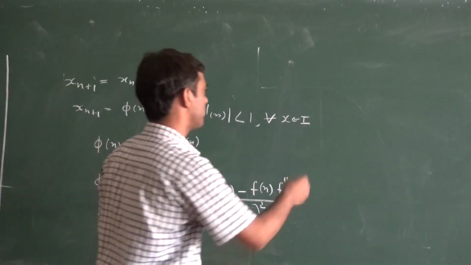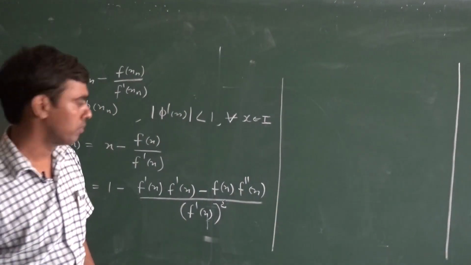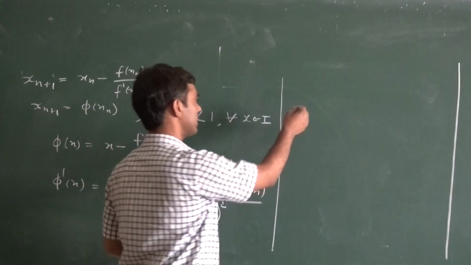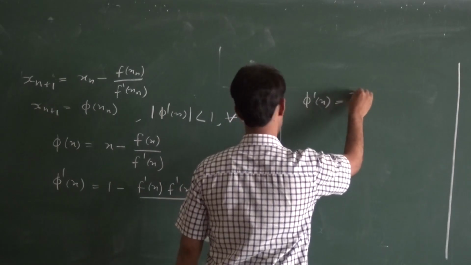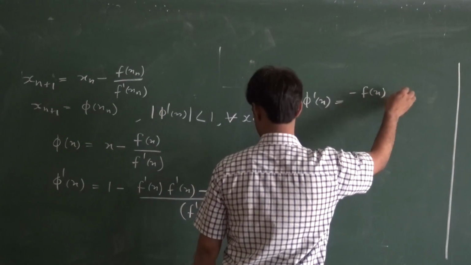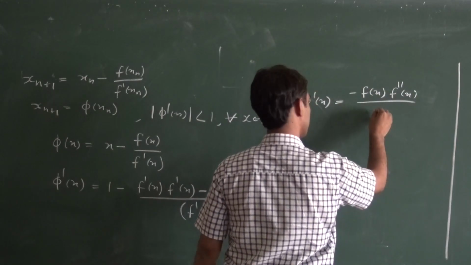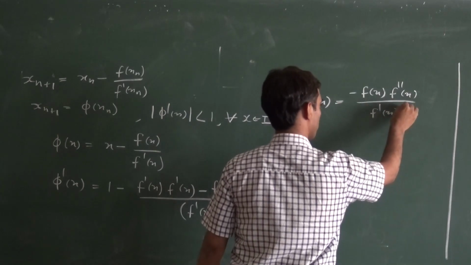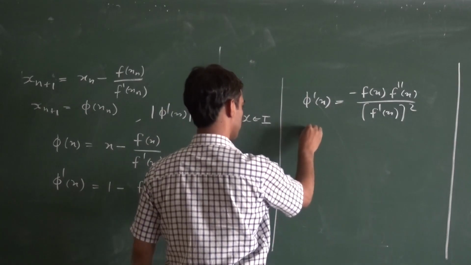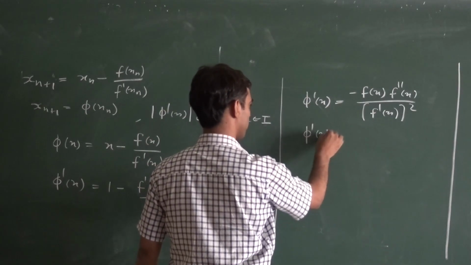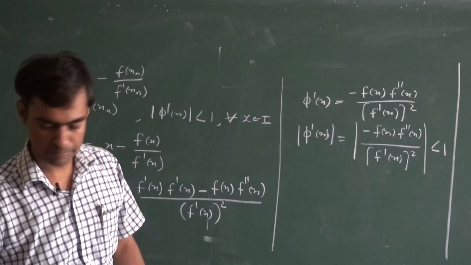and write in the form of a mod, mod of phi dash x is less than 1. If we simplify this, phi dash x becomes minus of f of x, f double dash x, divided by f dash x whole square. So what is the condition? The condition is mod of phi dash x must be less than 1 for all values of x belongs to I.